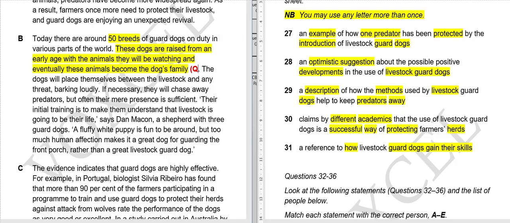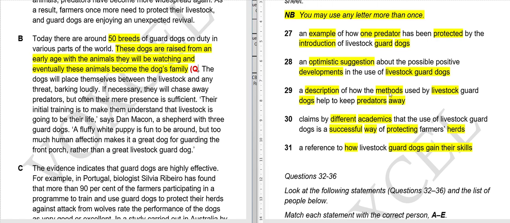Okay guys, time's up. So let's see, first we will read here: an example of how one predator has been protected. No, there is no mention of protection of predators. An optimistic suggestion about the possible positive development, the usage. There is no optimistic suggestion. And about the possible positive development, basically it's in the future, something like that.